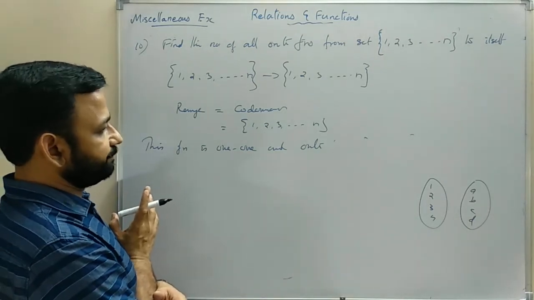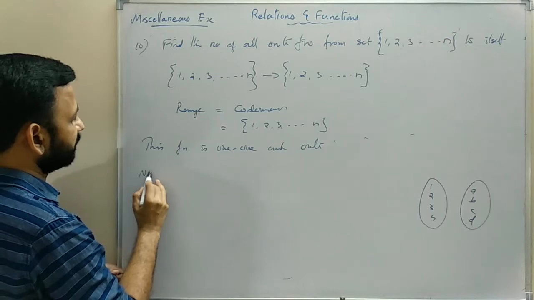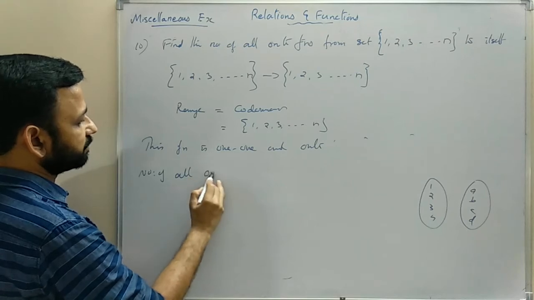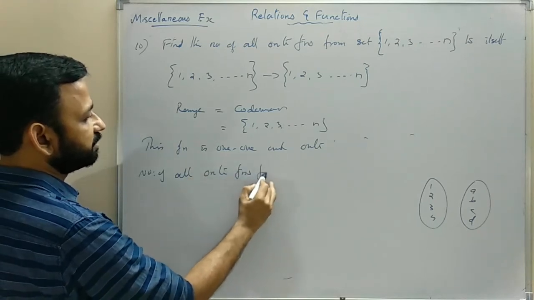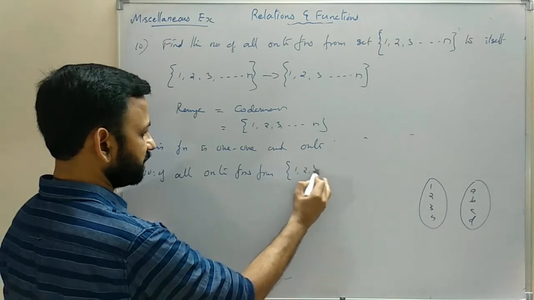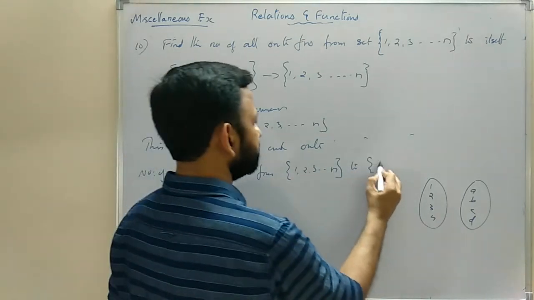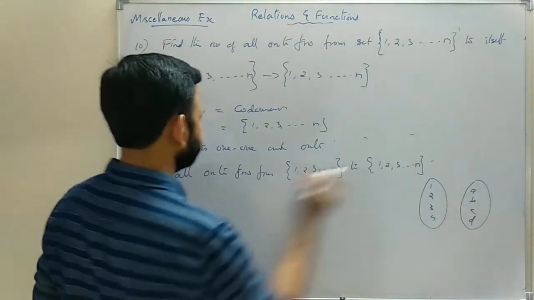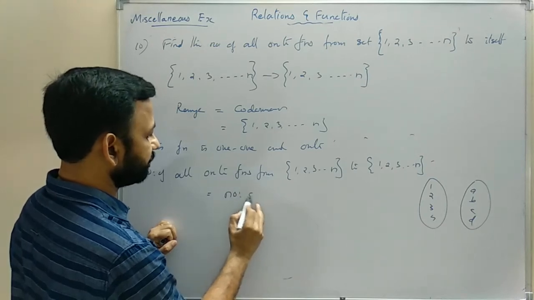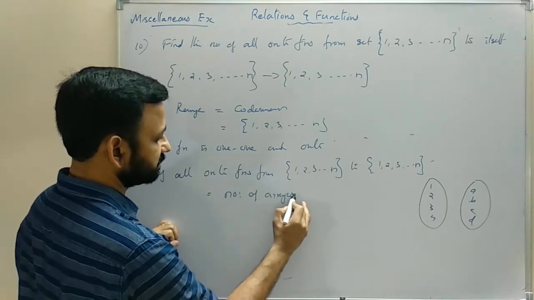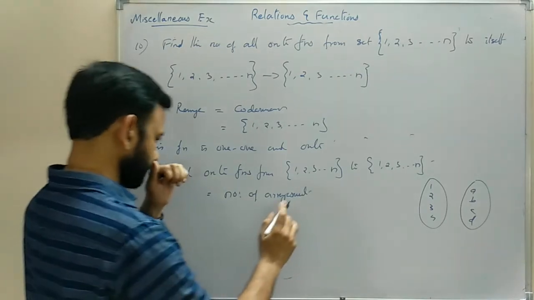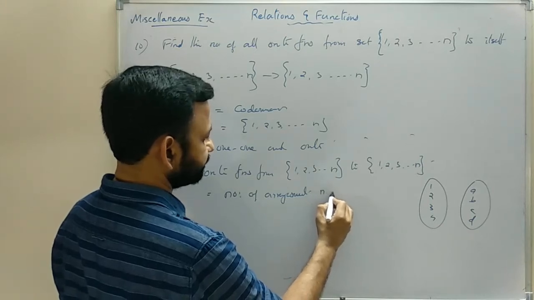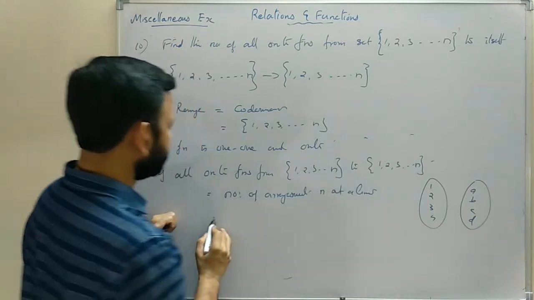Therefore, the number of all onto functions from the set {1, 2, 3, ..., n} to the set {1, 2, 3, ..., n} is equal to the number of arrangements of n things taken n at a time. That is equal to n factorial.